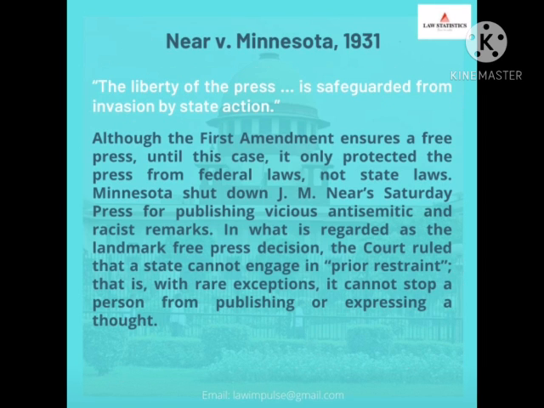In the case of Near versus Minnesota in 1931, it was held that the liberty of the press is safeguarded from invasion by the state action. It cannot stop a person from publishing or expressing a thought.